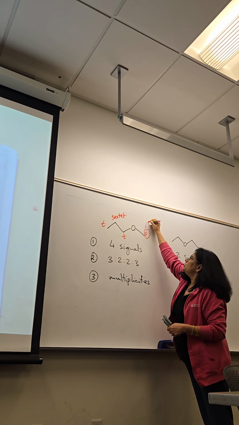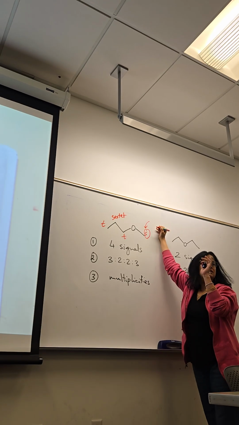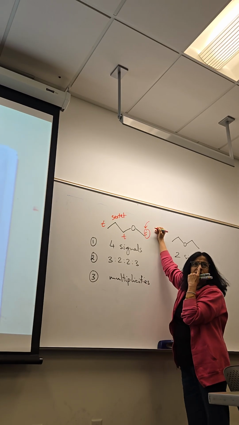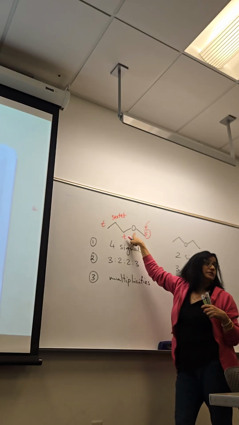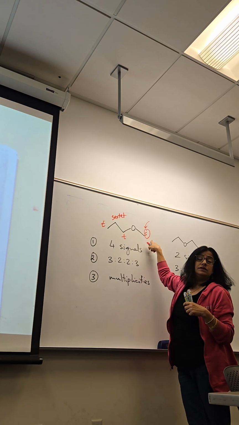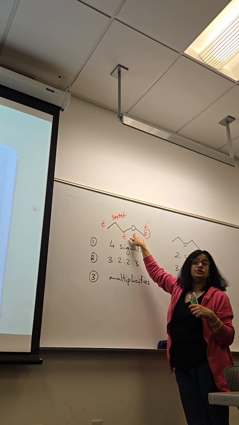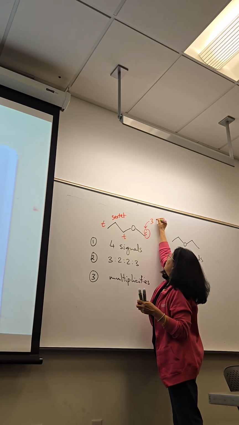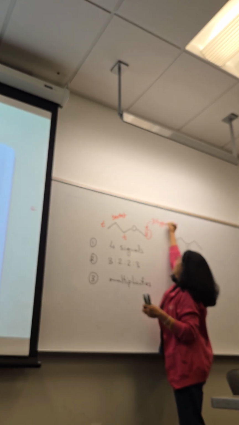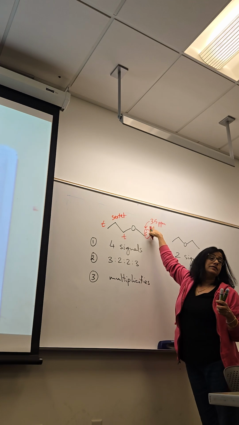About where? Where should this be? Where do we expect this signal to show up? Like one. Not this one. It's attached to an oxygen. It's CH3 attached to an oxygen. Where are they expected to be? 3.5 ppm. Right. You expect a singlet to be around there.